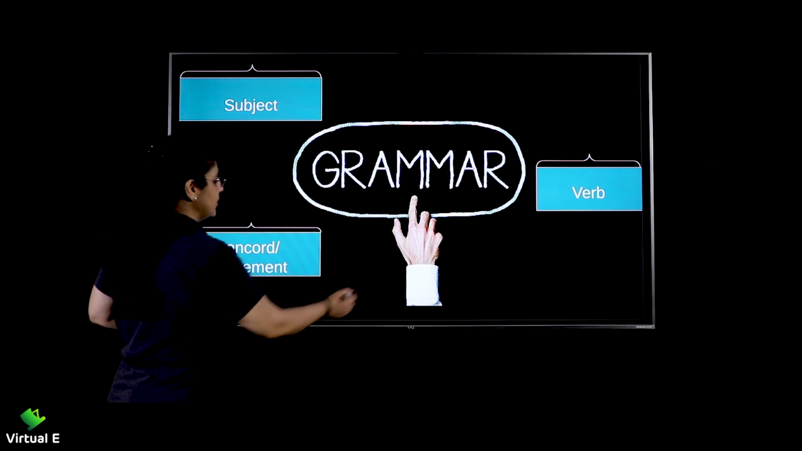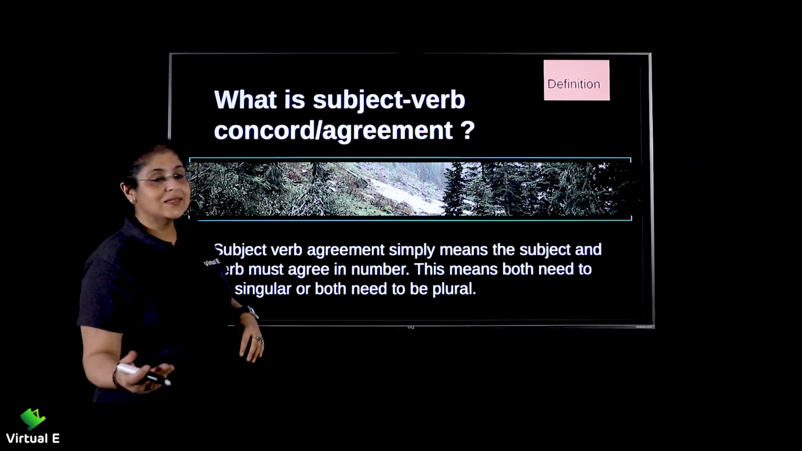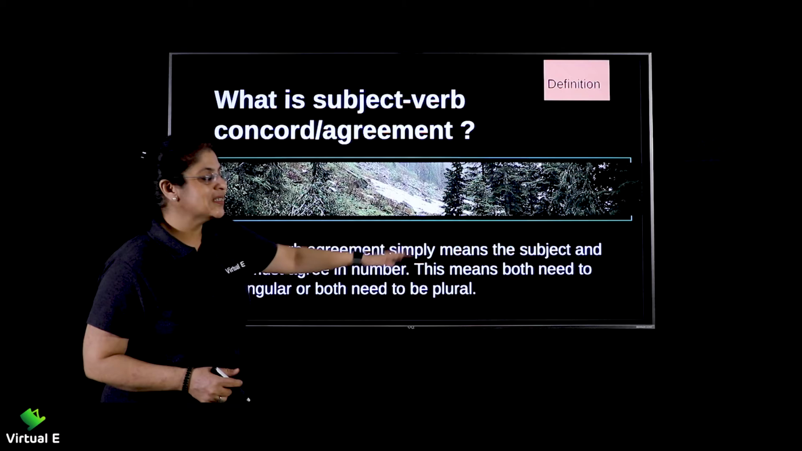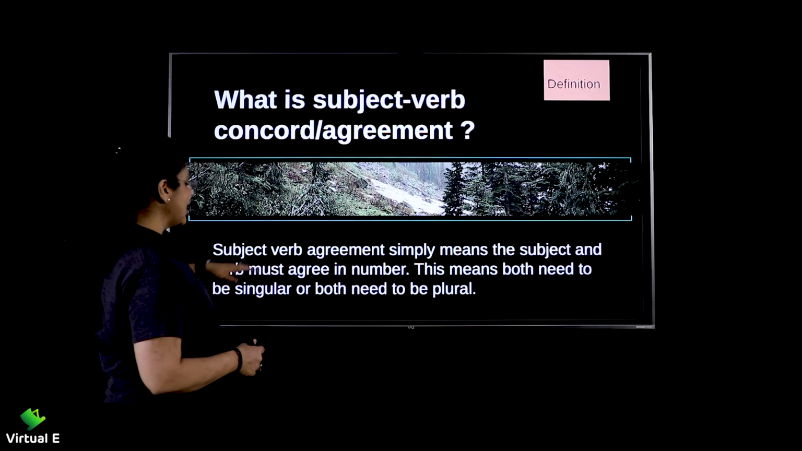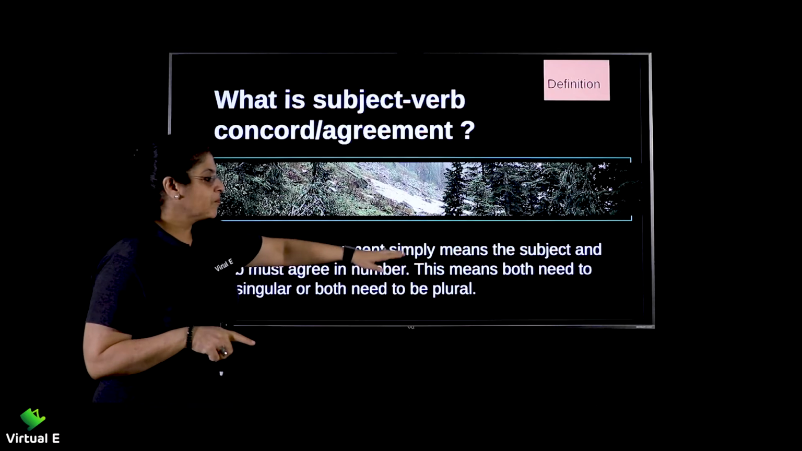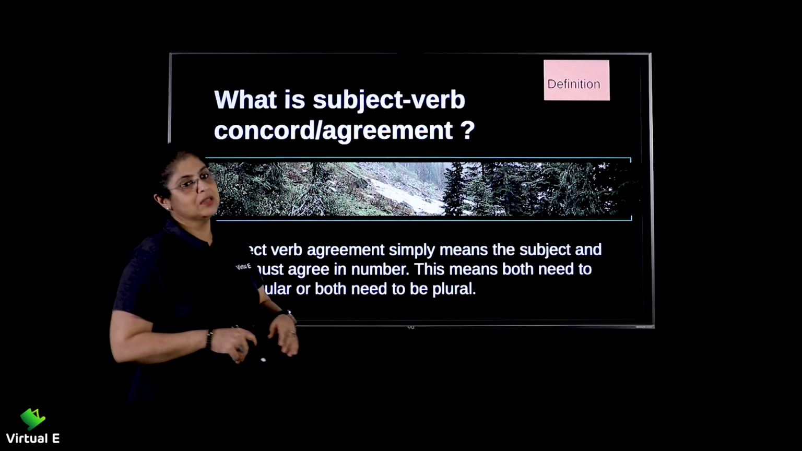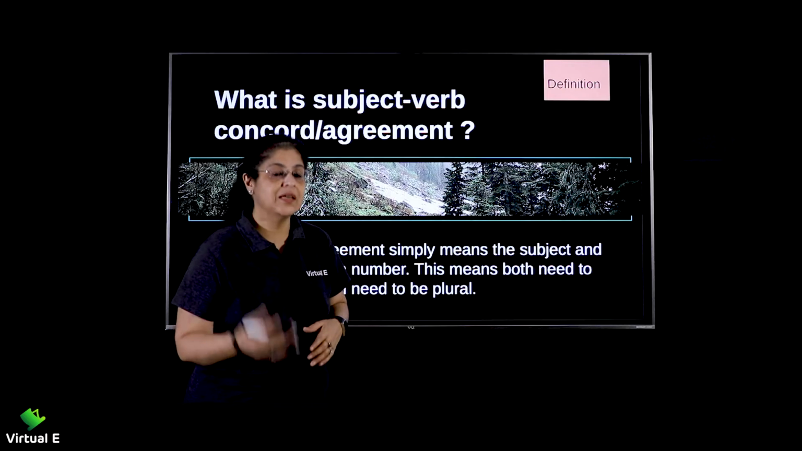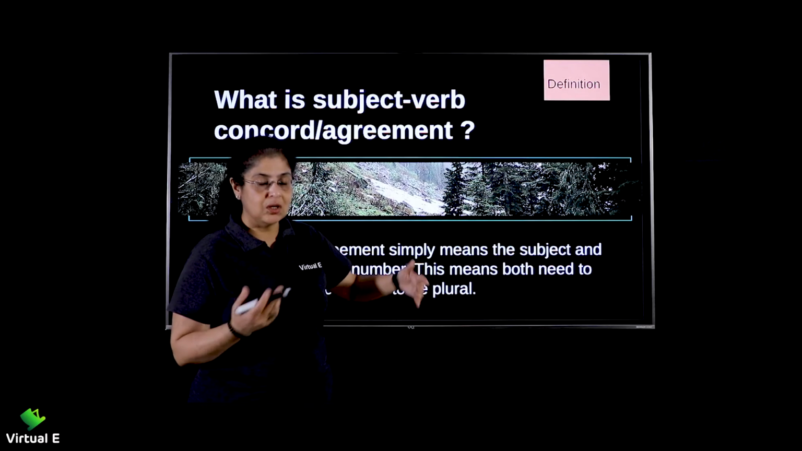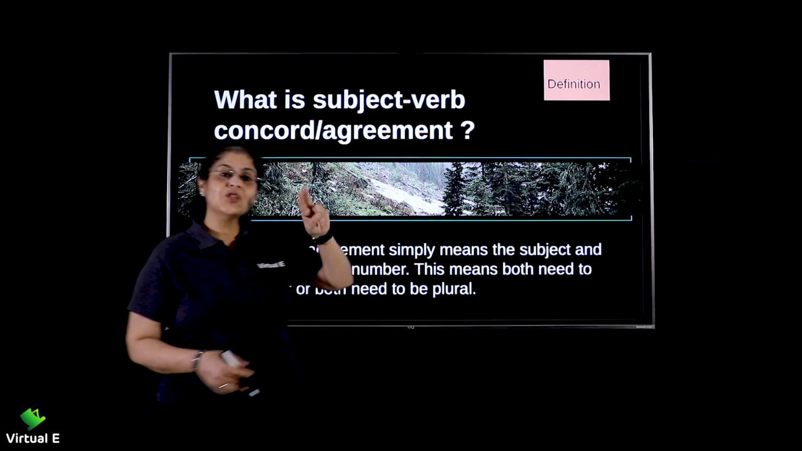Yeah, so subject-verb agreement, or it is also called subject-verb concord. Now, what is the subject-verb agreement or the concord? Subject-verb agreement simply means the subject and the verb must agree in number. This means both need to be singular or both need to be plural. Now, this is very important, right? Your subject and the verb next to it. Obviously, we have a subject followed by a verb, right? Now, that has to match in number.